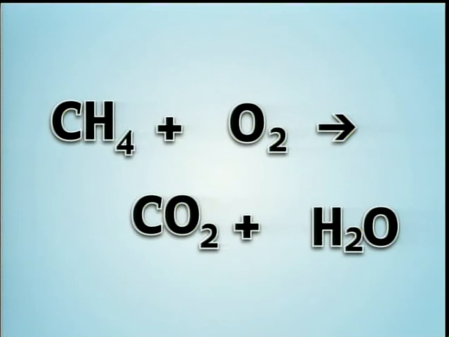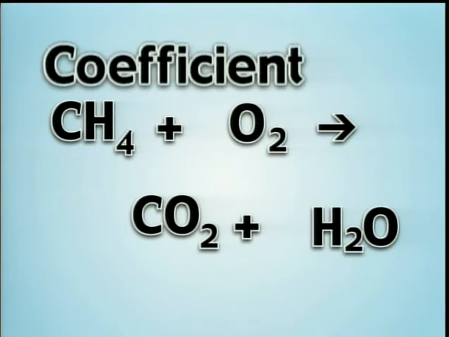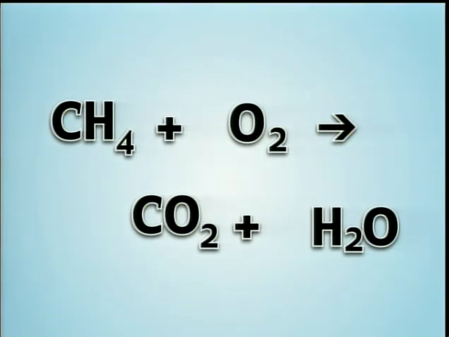On the left side of the equation, there are 4 atoms of hydrogen, but on the right side, there are only 2 atoms of hydrogen. This chemical equation is not balanced. We need to make it balanced by adding coefficients. A coefficient is a number written in front of chemical elements or compounds. A coefficient indicates the number of atoms or molecules of a substance present in a reaction.